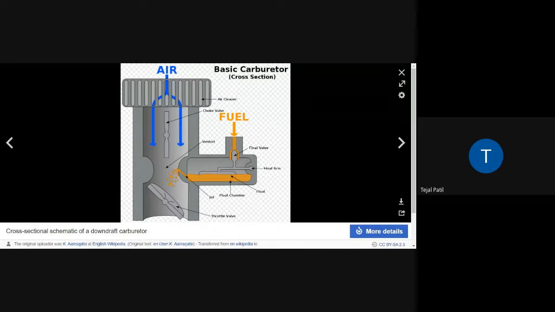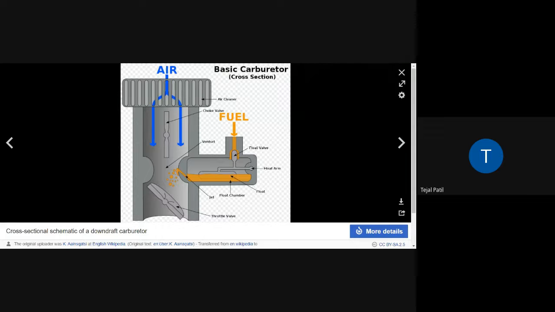Very small droplets will form. That means it will be very easy to mix with the air, and the better the mixing, the more you ensure there will be complete combustion inside the combustion chamber, or inside the IC engine. That's why the nozzle is also provided. So the air and the fuel, that means petrol, mix in this carburetor and then it is sent into the engine. This is what happens in the petrol engine.